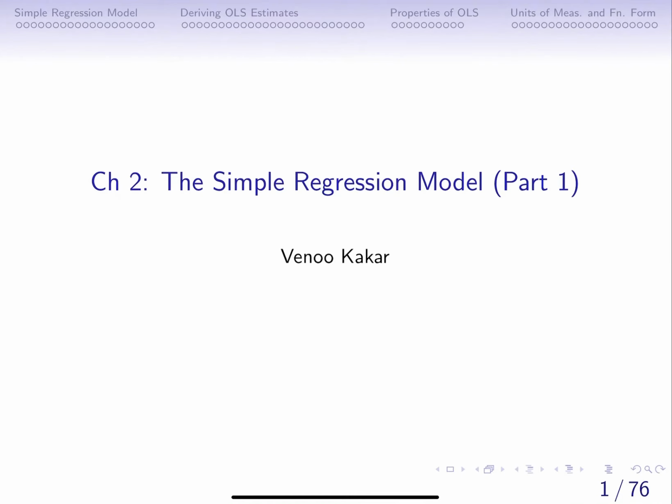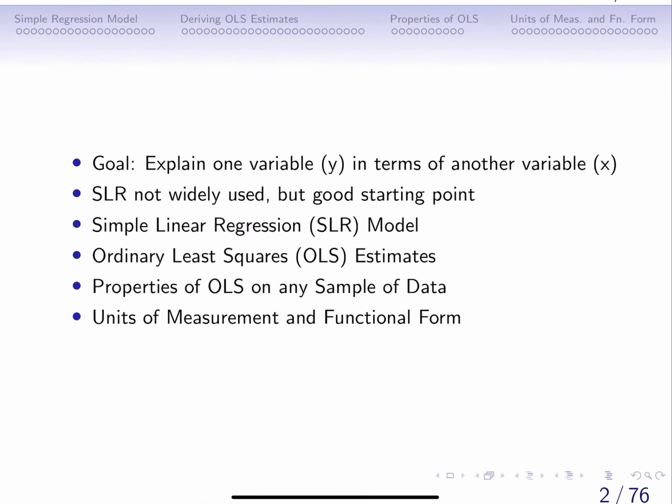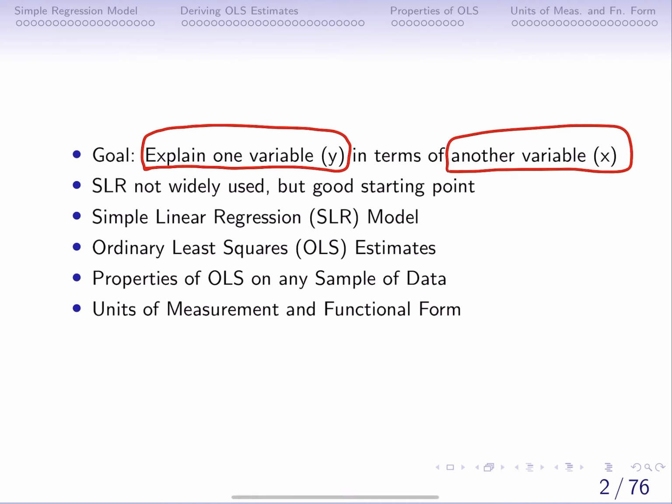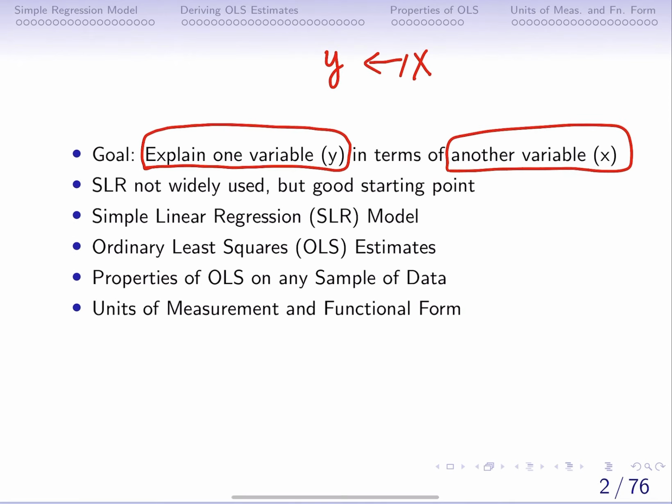In this chapter, we'll begin by introducing the simple regression model. Now, the goal that we have in this chapter is to really explain one variable, y, in terms of another variable, x. And it's important for us to remember that when we are thinking about causality, the direction of causality, we are thinking about x causing y. Or in other words, changes in x causing changes in y.